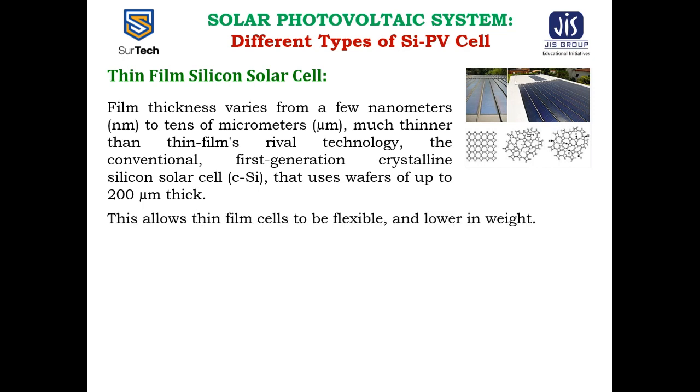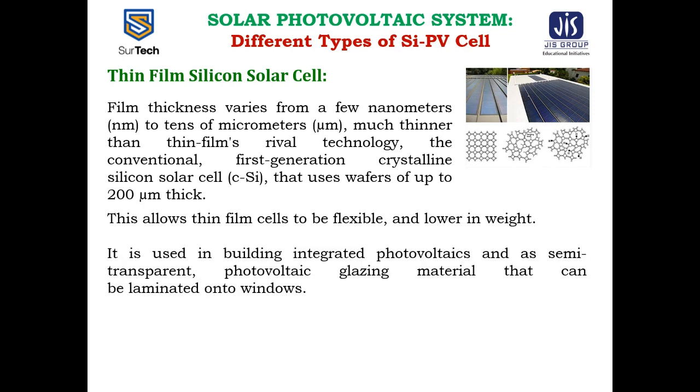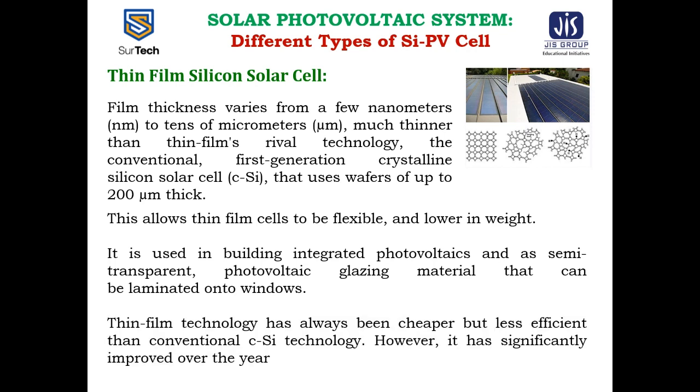This allows the thin film cells to be flexible and lower in weight. It is used in building integrated photovoltaics, and as a semi-transparent photovoltaic glazing material that can be laminated onto windows also. The thin film technology has always been cheaper but less efficient than the conventional c-Si technology. However, it has significantly improved over the years.